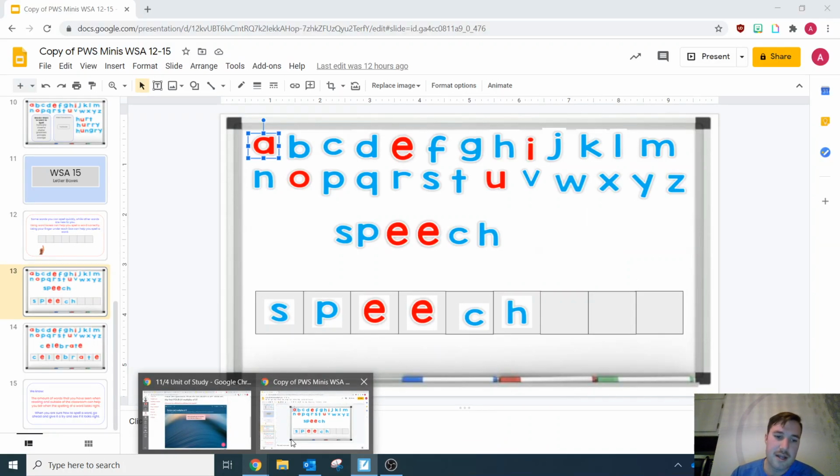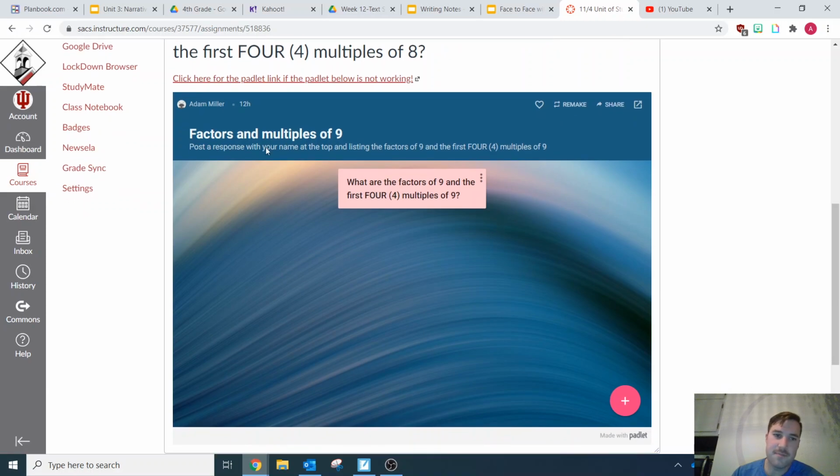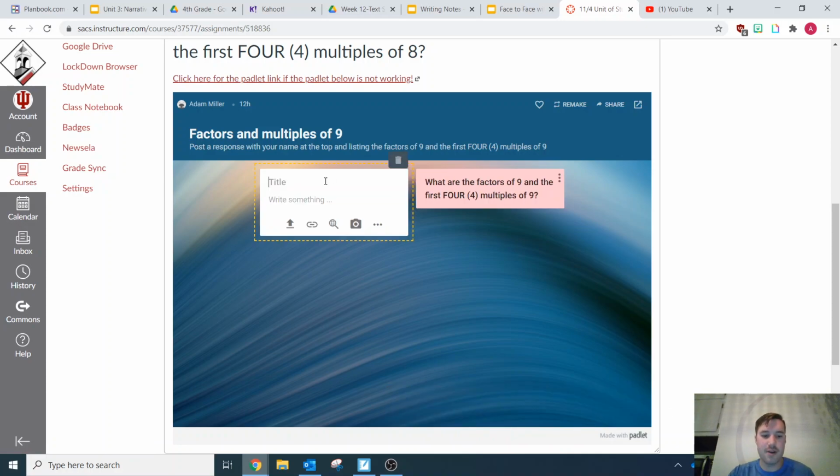So what you're going to be doing today is working on this Padlet. If it doesn't show up for some reason, you can click the link and it'll take you to the Padlet. You're going to create a new Padlet and put your name. And then you're going to say the factors of 9 and the first 4 multiples of 9. So I'm going to say factors of 9, and then list the factors. These aren't the right factors, but maybe 1, 2, 4, and 8, like I had for 8.